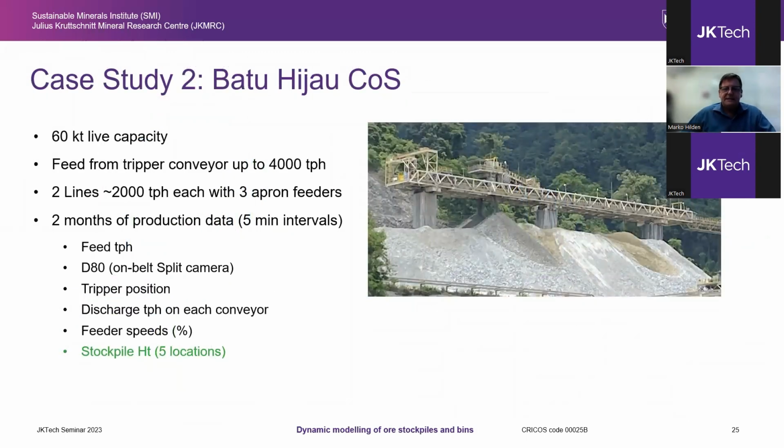The second case study where we applied the model is the Batu Hijau coarse ore stockpile in Indonesia. It's a smaller pile, but this pile is fed from a tripper that moves back and forth. The pile also has 2 product conveyors that come out at right angles to the feed conveyor. Again, we received about 2 months of production data of the feed rate, the feed size, again from split cameras, the tripper position, discharge tons and feeder speeds. And for validation, we received the stockpile height for the model, but we didn't have the particle size in this case.